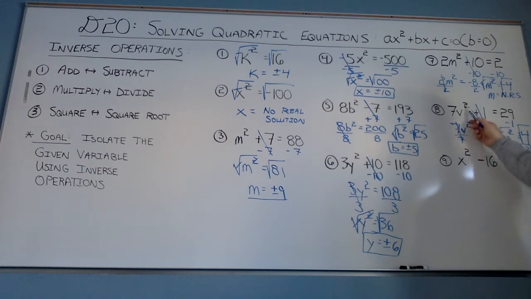2. 2 squared is 4. 7 times 4, 28, plus 1, 29. Plug in negative 2. Negative 2 times itself is also 4. 7 times 4, 28, plus 1, 29. All right.